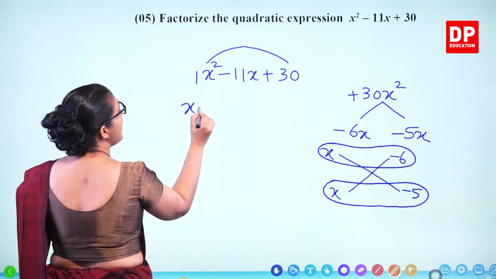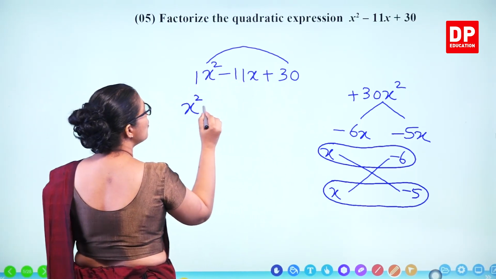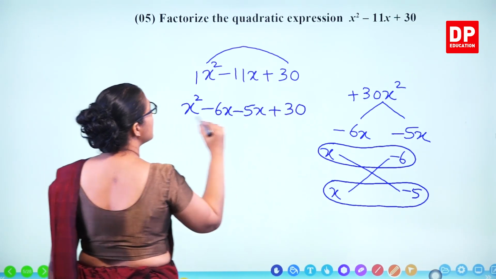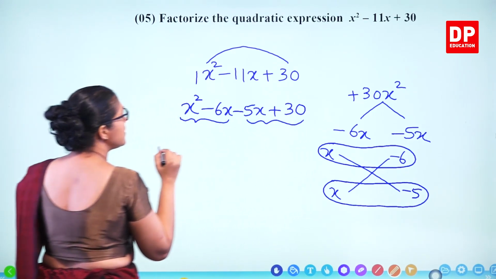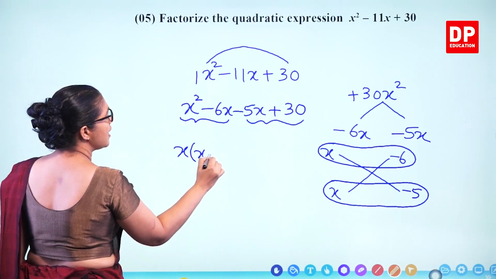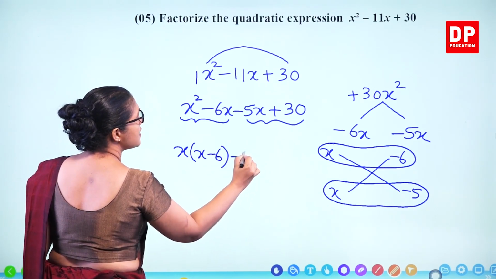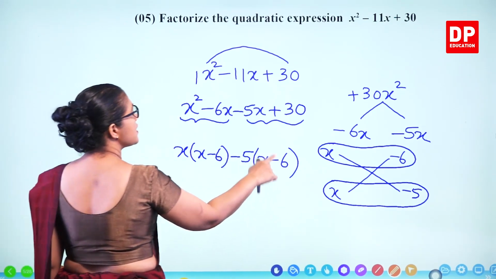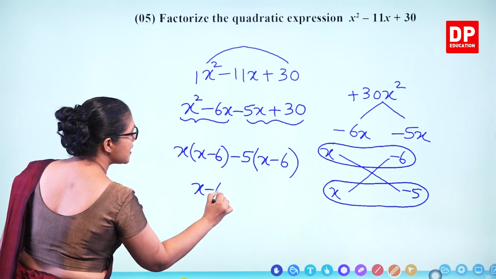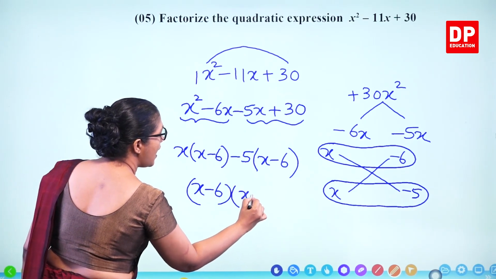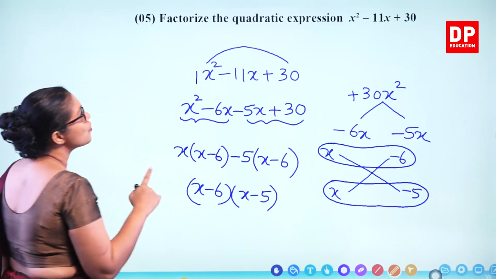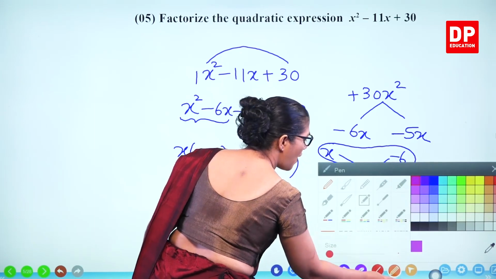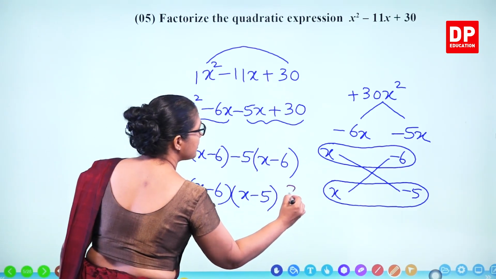Now if you can't do that, you can split the middle term into minus 6x and minus 5x. Then take two terms at once. Take x out, x minus 6. Take minus 5 out, x minus 6, because minus minus is plus. So x minus 6 is common, take it out, and x minus 5 is there. So you get two factors, x minus 6 and x minus 5. So 2 marks for that.